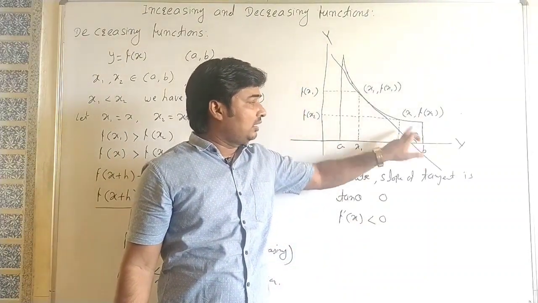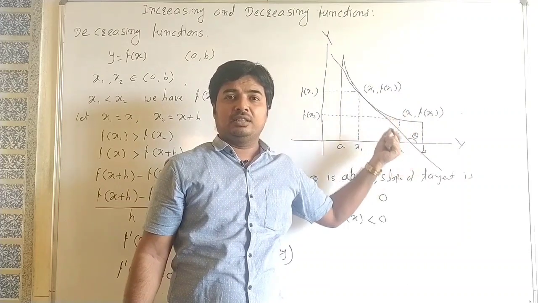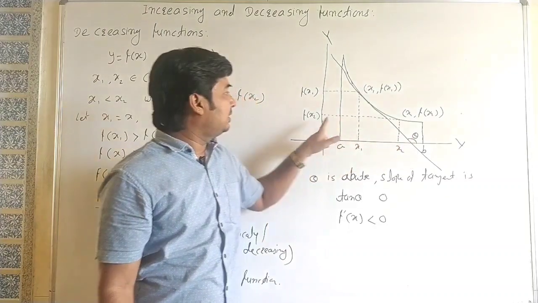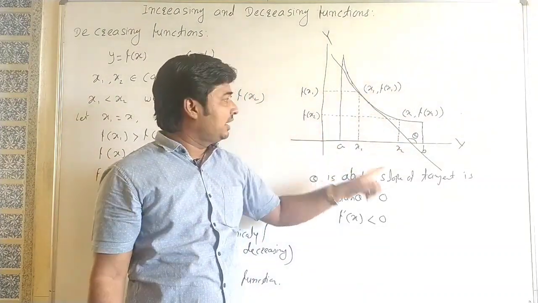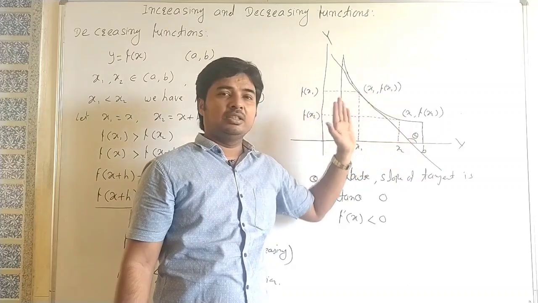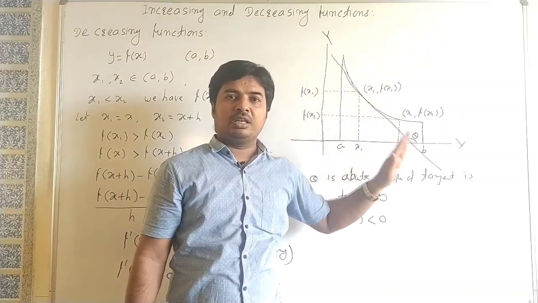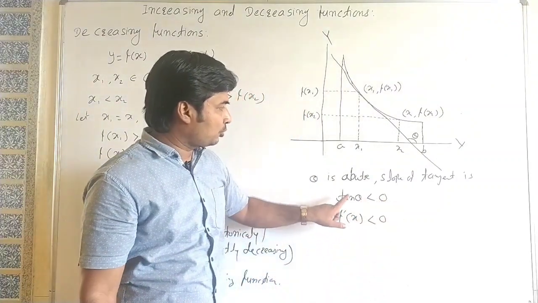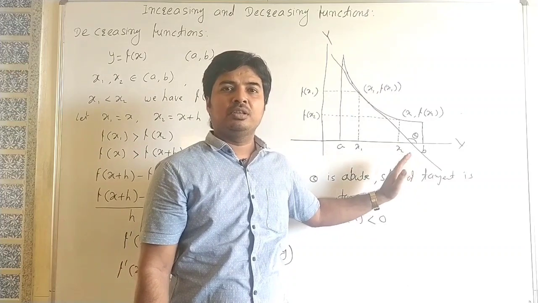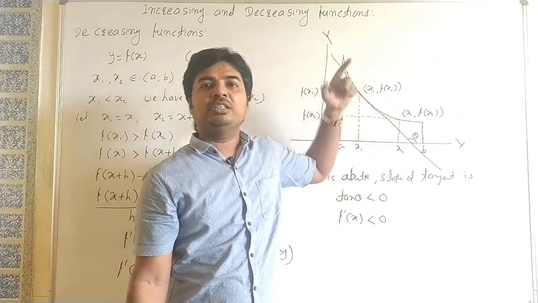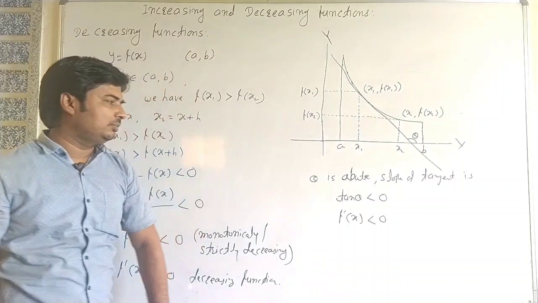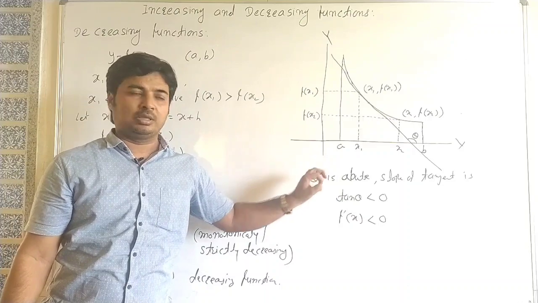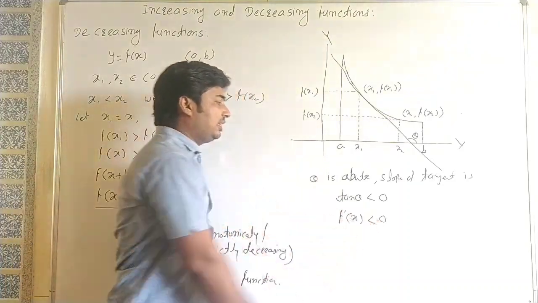Here theta is an obtuse angle, therefore tan theta in between pi by 2 to pi is negative. Theta is an obtuse angle, it is greater than 90 and less than 180. Therefore tan theta is negative, which is less than 0, and therefore the slope of the tangent is less than 0. That means the derivative of the function at that point is less than 0. Therefore if the function is increasing, the derivative is positive, and if the function is decreasing, the derivative is negative. Simple concept. It is a monotonically or strictly decreasing function.